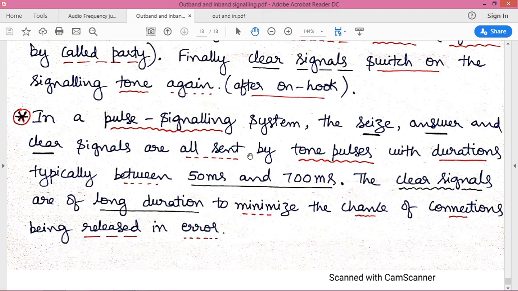Generally these three different types of signals are transferred in the form of pulses, and the pulse duration may vary from 50 milliseconds to 700 milliseconds, and generally a larger pulse duration is used for sending clear signals.